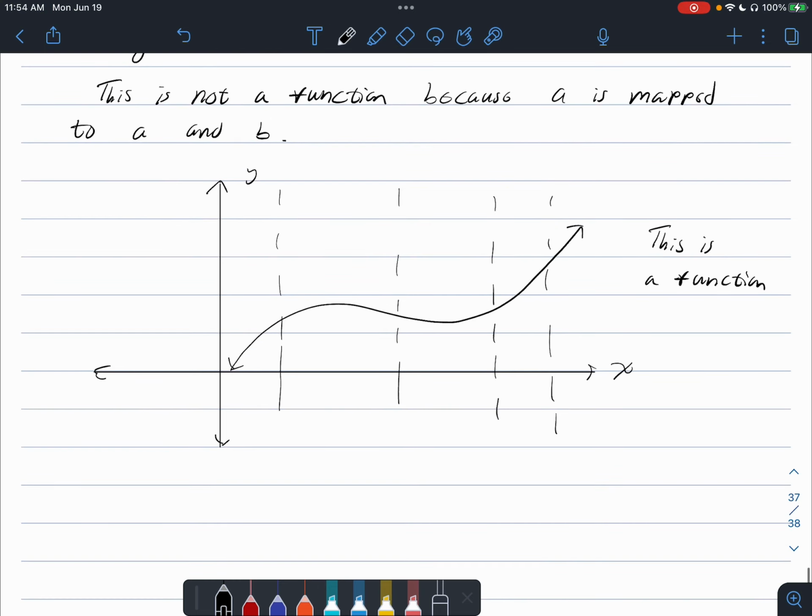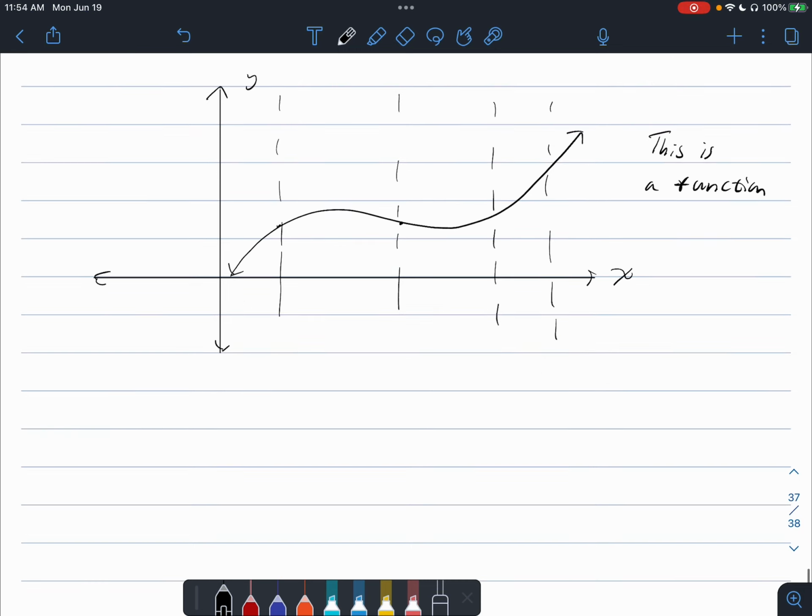That's because each value from our x-axis is being sent to only one value in our y-axis. Note, we can have repeated y values. We have a value here and here where the y value is the same, but our x values are each only being sent to one individual y value.